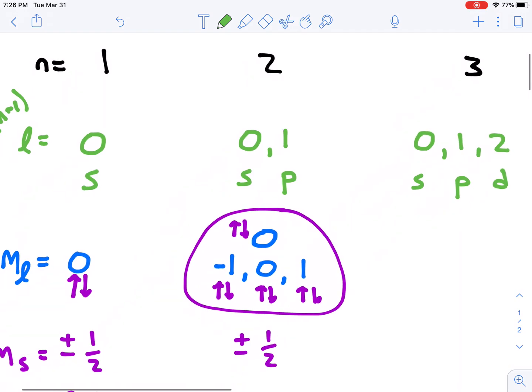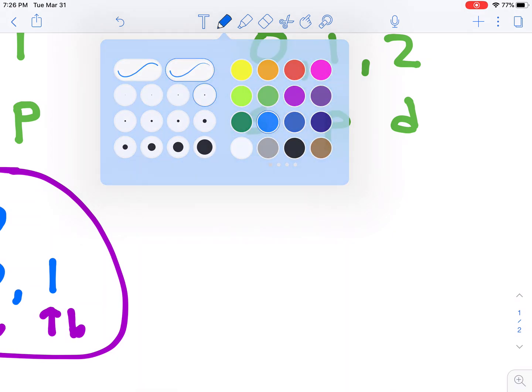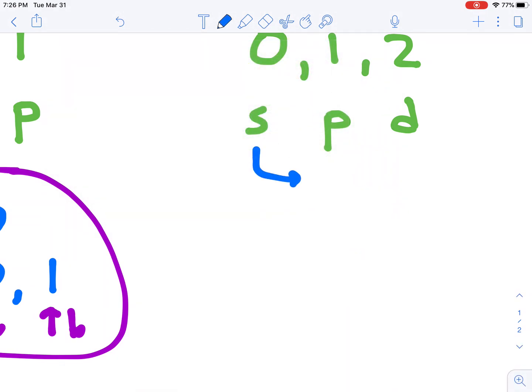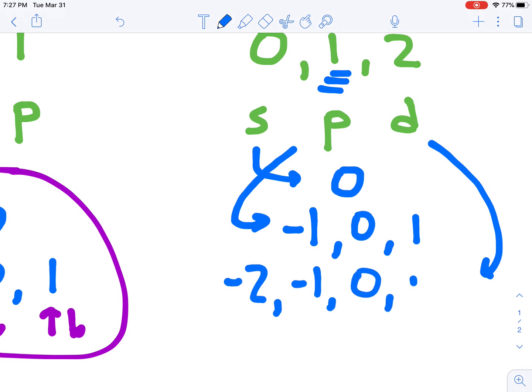We can also assign some M sub L's for this. The S sublevel is going to have 1 orbital, and it gets number 0. The P sublevel can go from -1 to 0 to 1. Remember, it's negative or positive this number. That means D, if D equals 2, can go from -2 through -1 and 0 all the way up to +2. Each one of those numbers I've just drawn can hold 2 electrons.